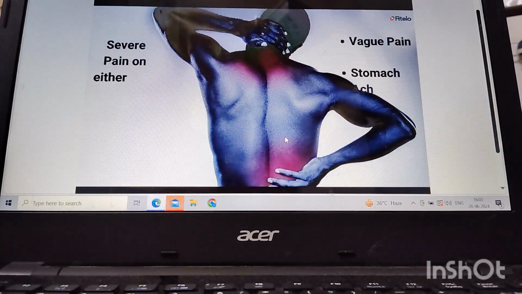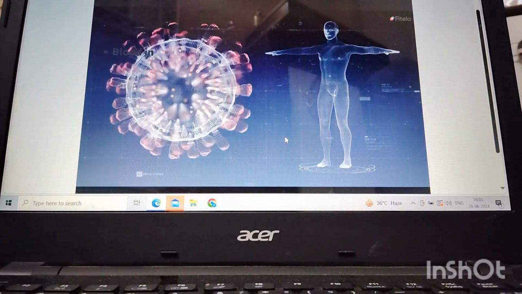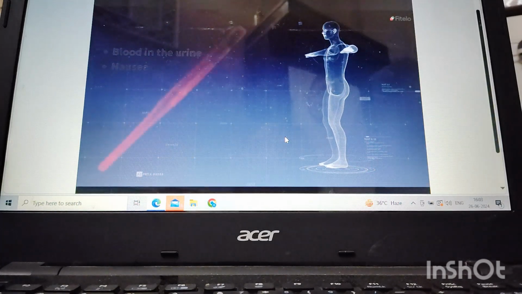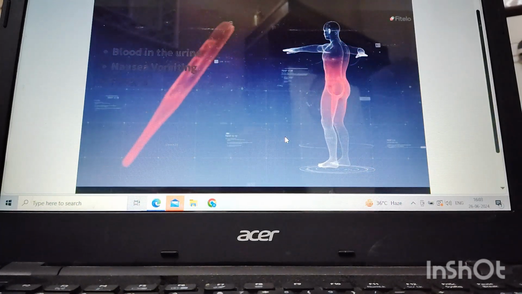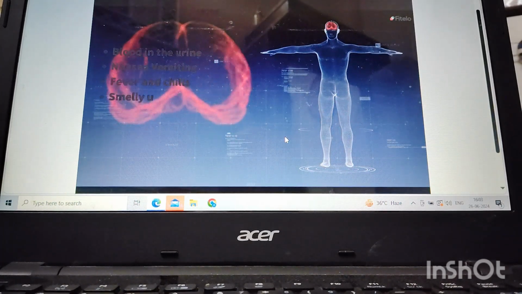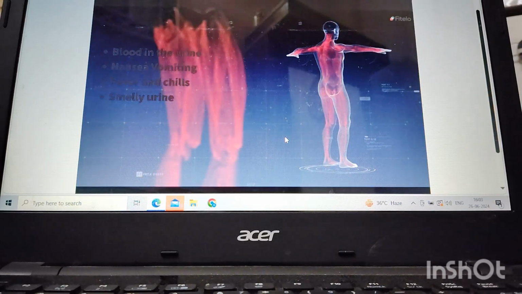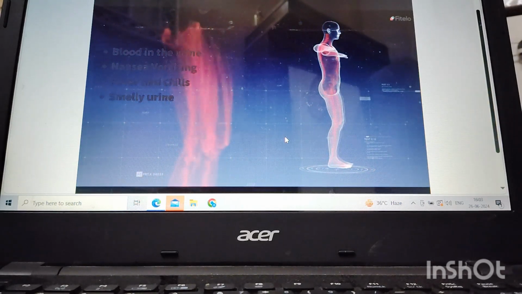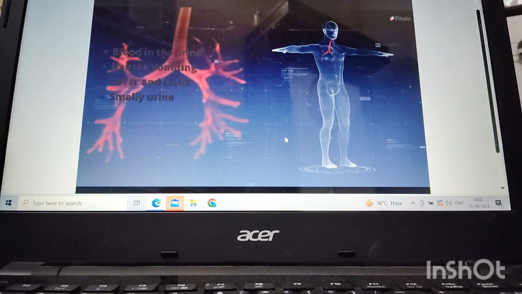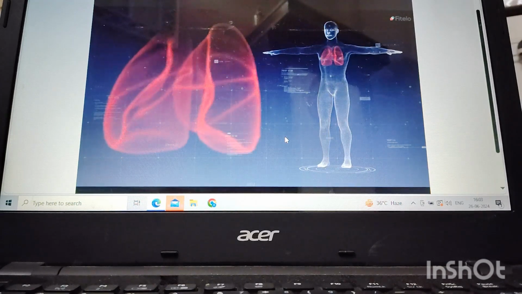Let's talk about the symptoms of kidney stones. Severe pain on either side of your lower back, more vague pain or a stomach ache that doesn't go away, blood in the urine, nausea or vomiting, fever and chills, urine that smells bad or looks cloudy. After getting the symptoms, let's move on to our next slide of diagnosis.